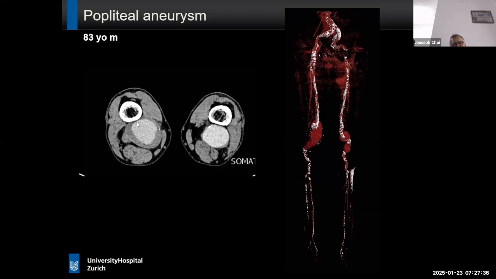They hardly rupture, but they present either with acute ischemia, thrombosis, or chronic thrombosis, that's atheroembolization probably, or arteriosclerosis, including the outflow arteries. Sometimes they cause venous thrombosis, but the presentation is rather different than ruptured aneurysm of the aorta.